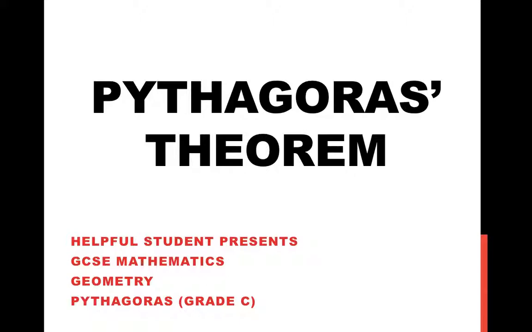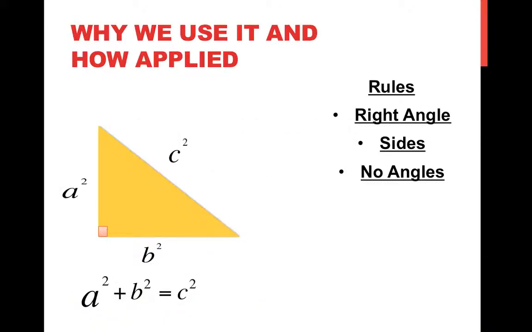So let's start. Now Pythagoras, the reason why it's called Pythagoras is because the Greek person who invented it worked out how we work out sides of a triangle, and we still use it nowadays. And we have a squared plus b squared equals c squared.